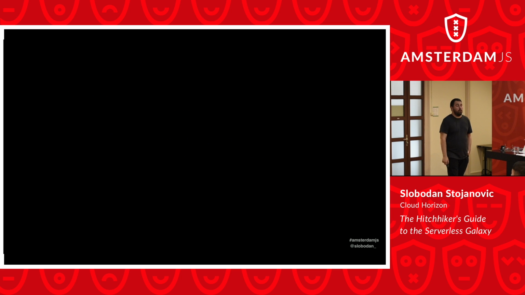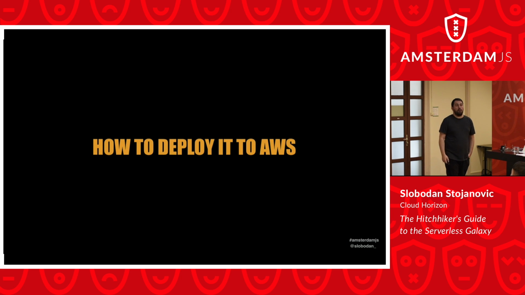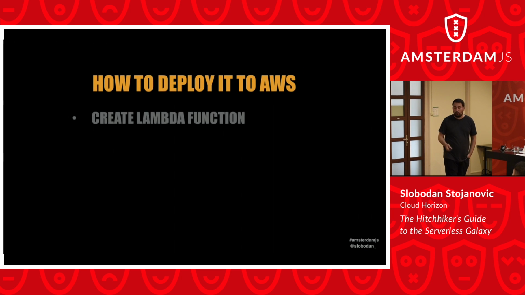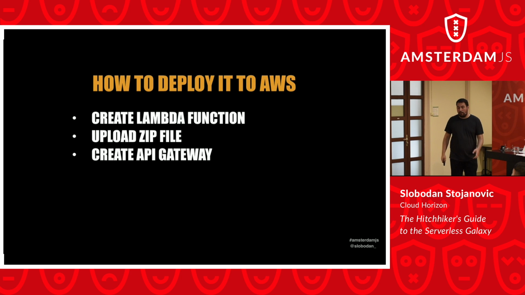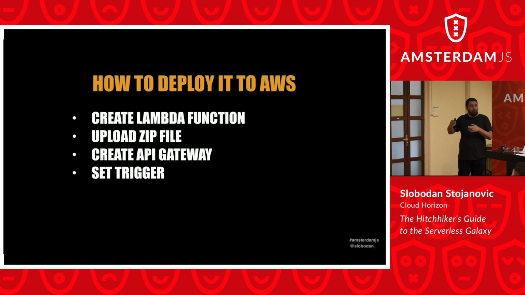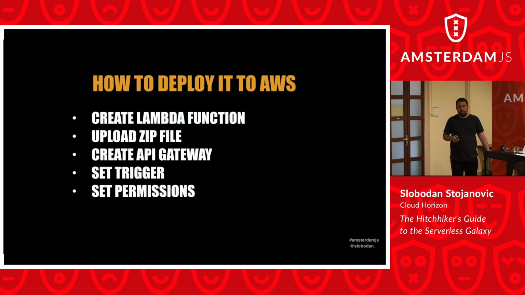But if you try to deploy this, and if you try to follow the steps from the AWS website, you'll need to do the following. First, you'll need to create a Lambda function. Then you will need to zip everything you have, including Node modules. And then you need to upload that as a zip file. After that, you need to create an API Gateway and some API. Then tell the Lambda function that that API will trigger it. Finally, you need to set some kind of permissions and allow the Lambda function and API Gateway to communicate, and a bunch of other things.